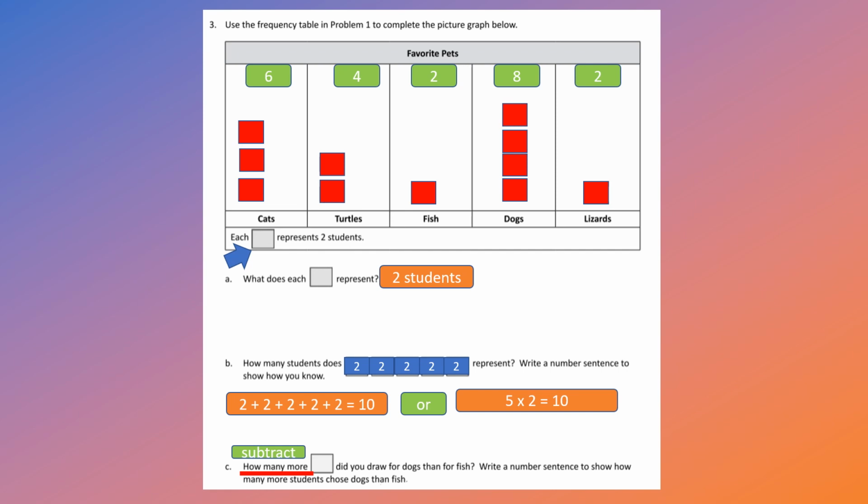So dogs is 8, fish is 2, which means I need to subtract and write it as 8 minus 2. Well, what is 8 minus 2? That's right, 6. So when I write my number sentence, I write it as 8 minus 2 equals 6 more students chose dogs than fish. Now again, you should have completed the homework before watching the video because you need to use the video to check your work. But if you need to, go ahead and pause the video to check and make sure that your answers match mine, go ahead and do so now.